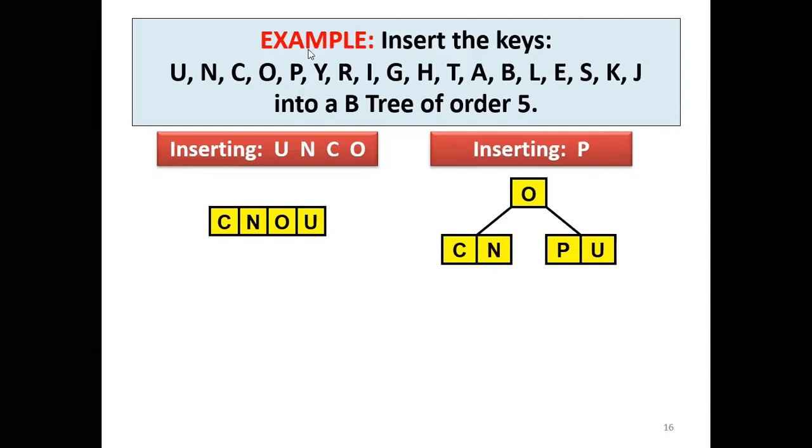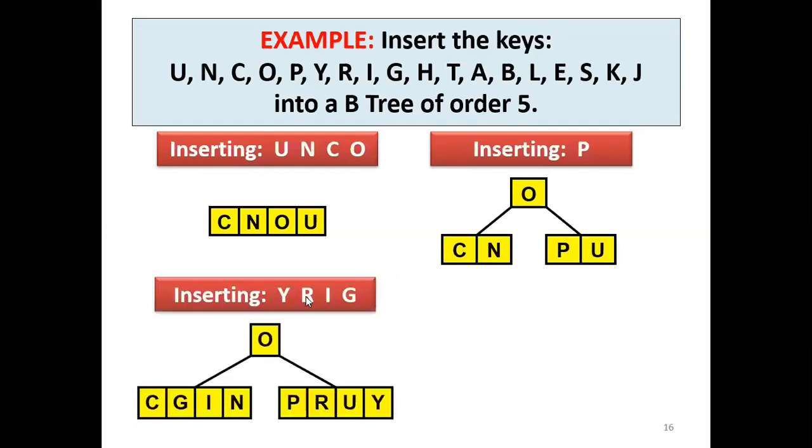We can insert other data items. At this point, we have only two here and only two here as well. So we can pick Y, R, I, G: insert I and G here, and insert Y and R here. The next data item we need to insert is H. So where do we insert H? We can insert H at this level, at this node.